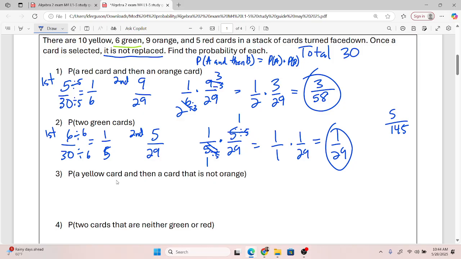All right, so the next one. I got a yellow card and then a card that is not orange. So let's look at the first event. My first event is I want to draw a yellow card. So there's 10 possible yellow cards out of 30 possible cards. So 10 over 30.